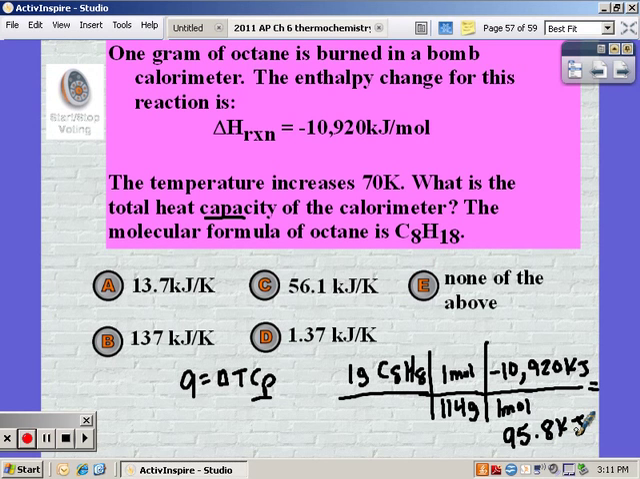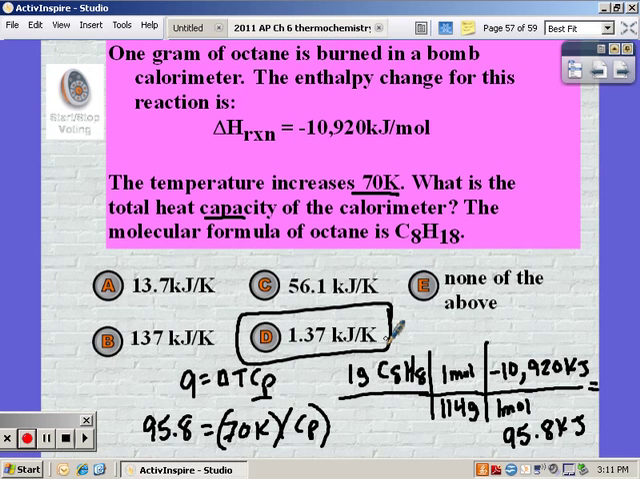So Q is 95.8. We know delta T, so we can find Cp. Dividing those, you get D as in dog. Our units are kilojoules per Kelvin.